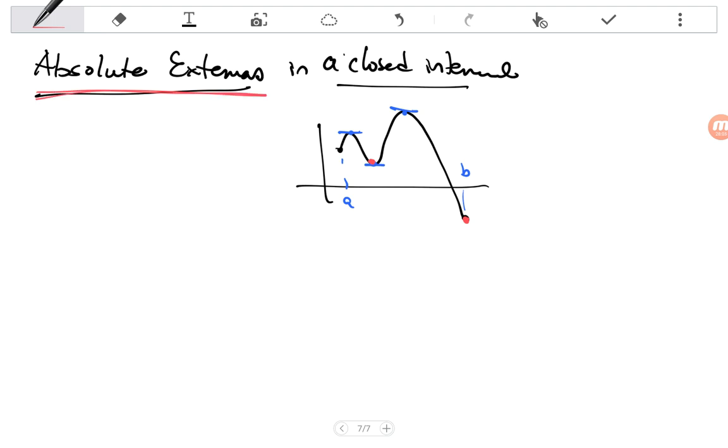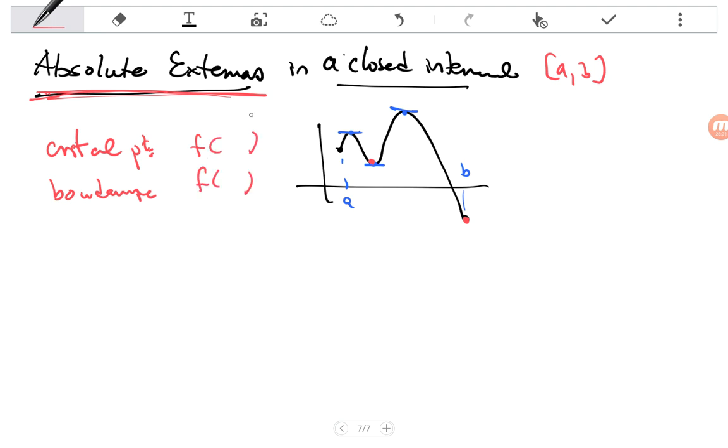Okay? So when I check the absolute extremes, I include in my test the boundaries of the interval. So how to find the absolute extremes for a given function? I find the critical points and the boundaries, and I check the image of all of them. I find f of all of those, then I find the maximum and the minimum and determine where they would be.